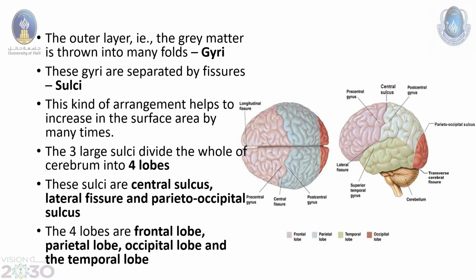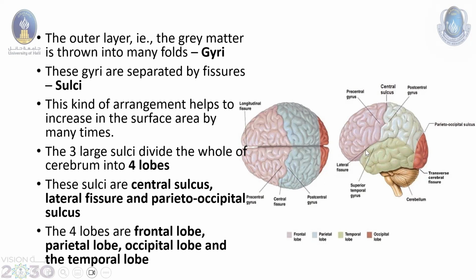One is the central sulcus. Sulcus is the singular, and the plural is sulci. This is the central sulcus here on the lateral surface. This is the superior view of the two cerebral hemispheres with the longitudinal fissure here, and this is the lateral view, and here you can see the central sulcus. So this is the first, the central sulcus.